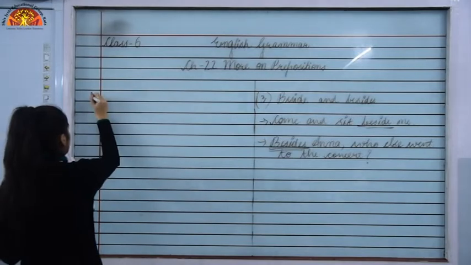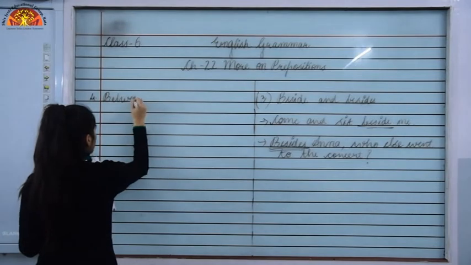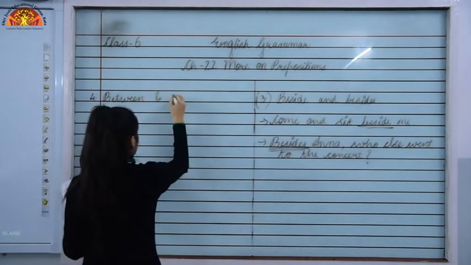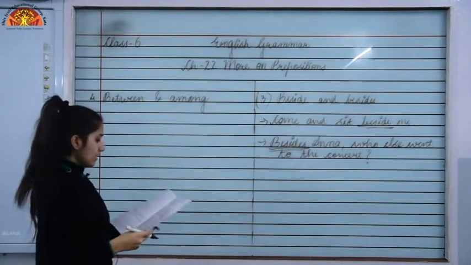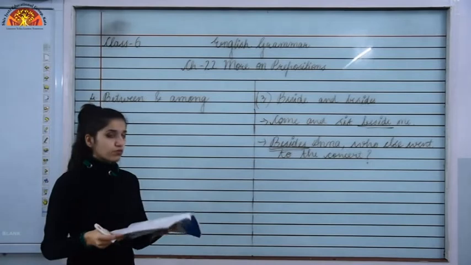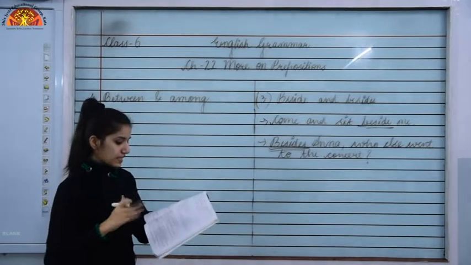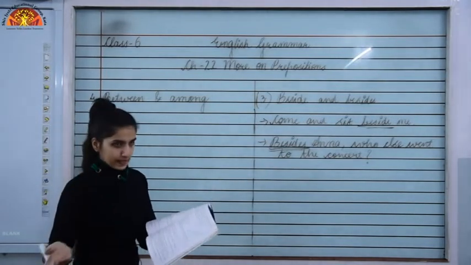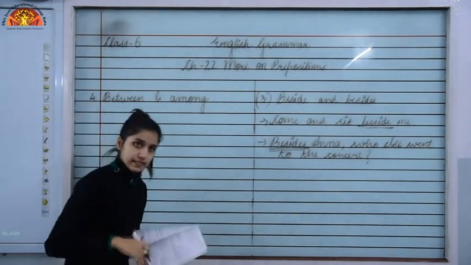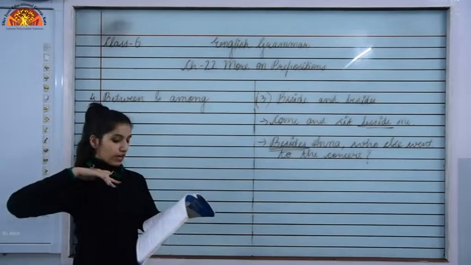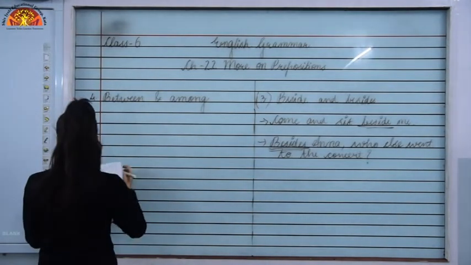Okay, so next is what? Between and among. Okay. So between is used to refer to something or someone in the middle of two things, and that they are clearly separated. Okay. And among is used to talk about the things that are not separated and are a part of a large group. Okay, so let's see the example of both these prepositions.